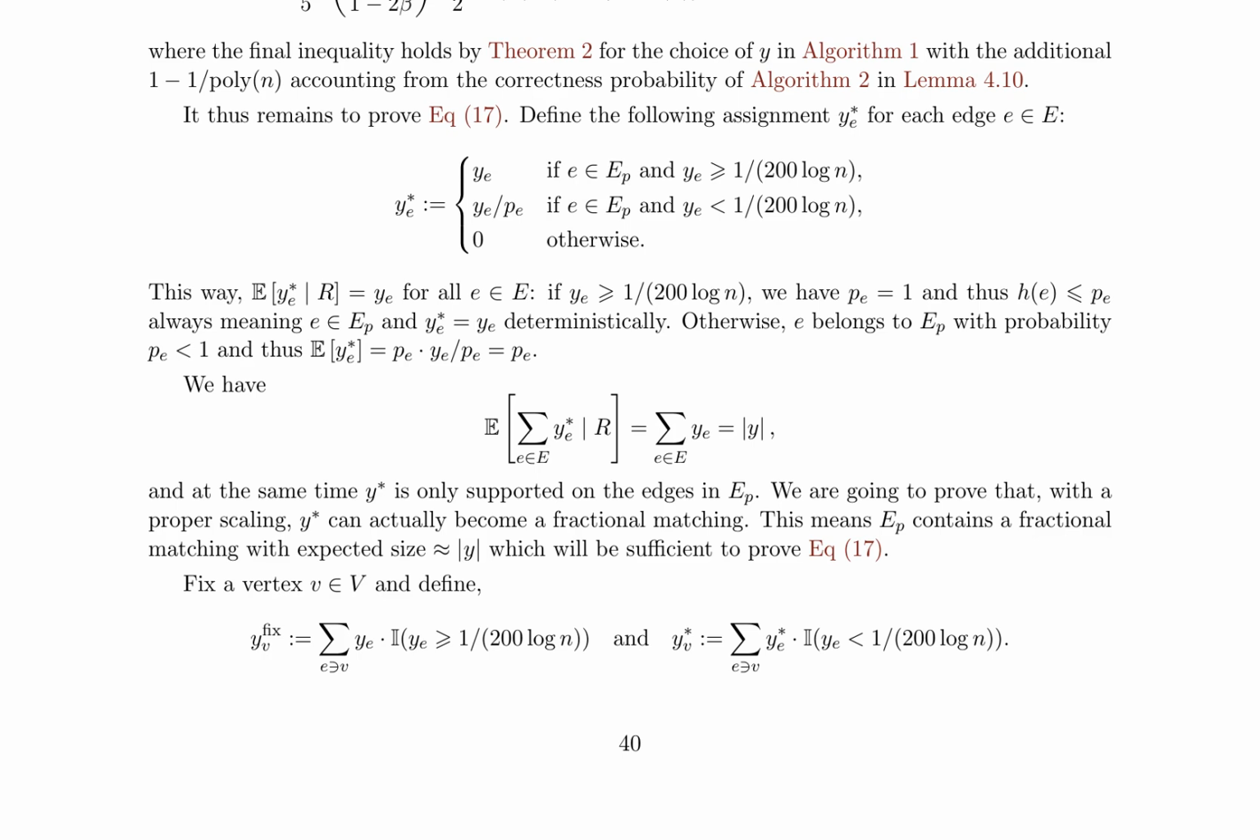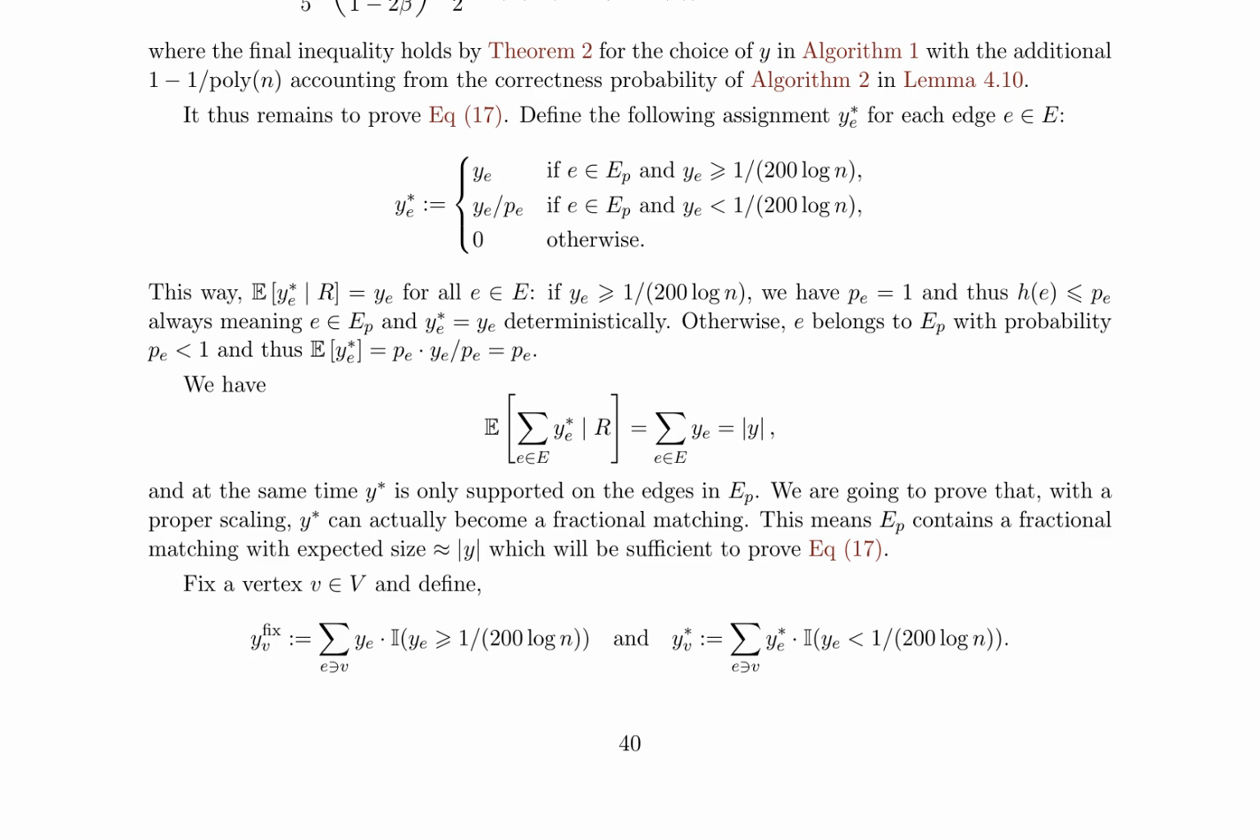They show that the expected sum of y' over all edges is equal to the total number of edges in the graph. Furthermore, they demonstrate that y' is only supported on the edges in E_P. Fixing a vertex v in the graph, the authors define two quantities: yfix_v, which is the sum of y' over all edges incident on v where y is greater than or equal to 1/(200 log n), and y_v, which is the sum of y' over all edges incident on v where y is less than 1/(200 log n).